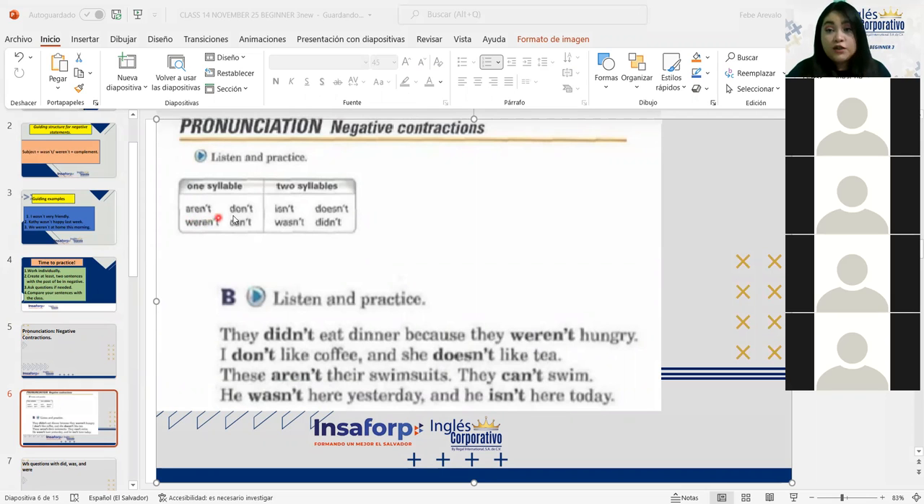Aren't. Don't. Weren't. Can't. Isn't. Doesn't. Wasn't. Didn't. Right? I will read. They didn't eat dinner because they weren't hungry. I don't like coffee and she doesn't like tea. These aren't their swimsuits. This word, swimsuits. Swimsuits. They can't swim. He wasn't here yesterday and he isn't here today.